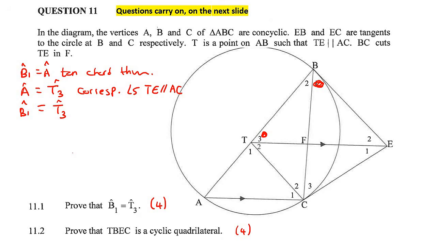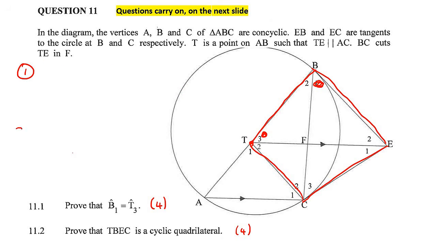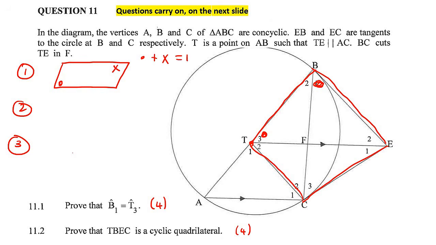The next one says prove that TBEC, so let's go TBEC is a cyclic quad. All right, so how do we prove that something is a cyclic quad? Well, 3 different ways. Okay, so the first one, most basic one, is if you have a cyclic quad, or if we're trying to prove that it is a cyclic quad, then if the opposite angles add up to 180. Okay, so if those add up to 180, actually let's just say A and B. So if A plus B equals 180, then it's a cyclic quad.